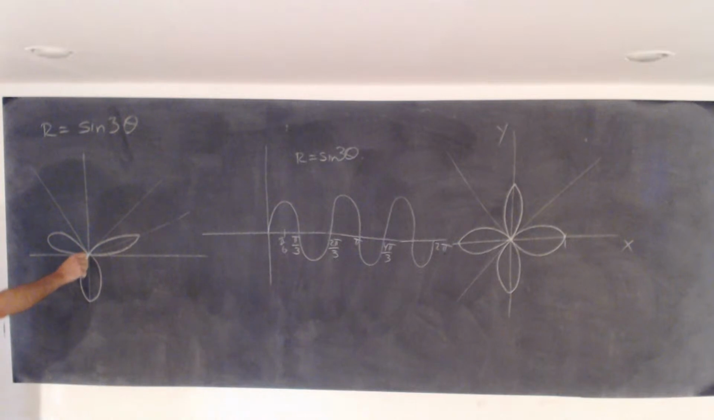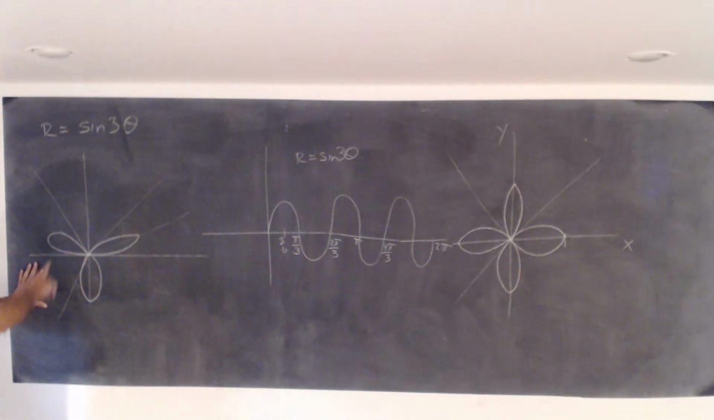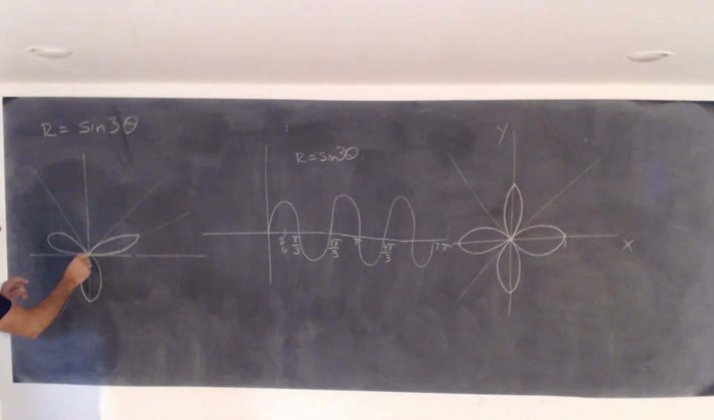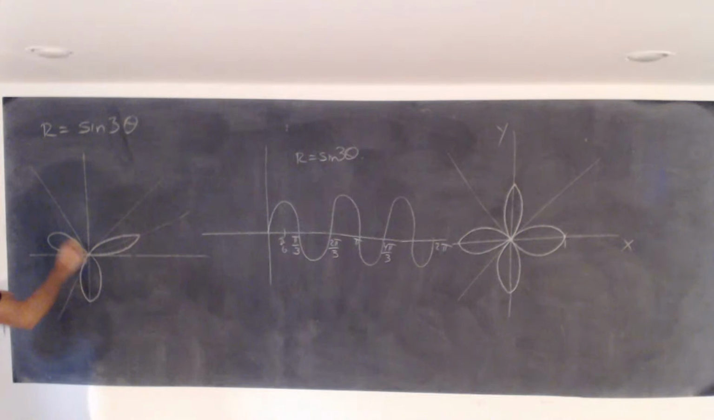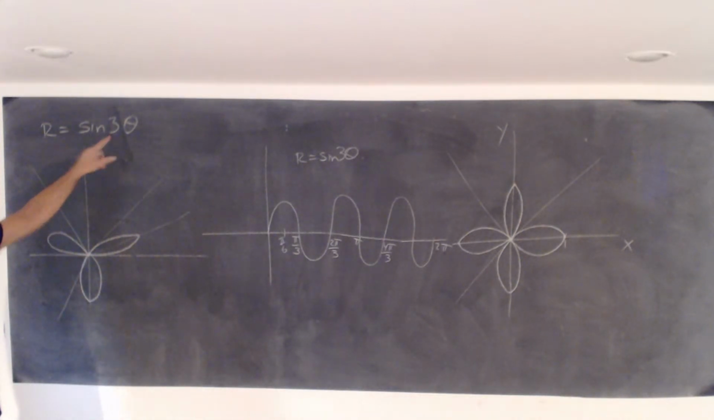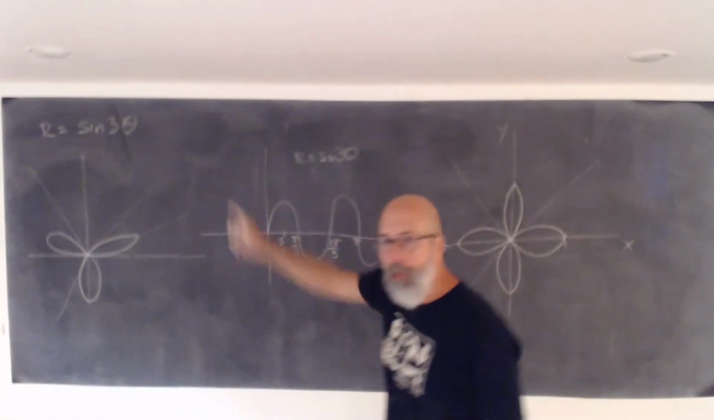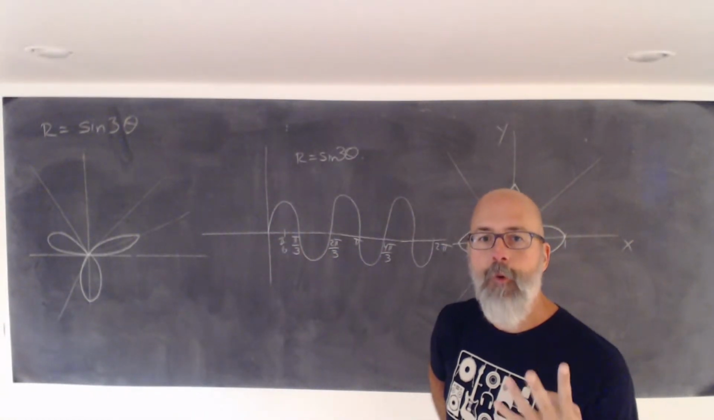So in this region, sine of 3 theta is negative. So instead of graphing it here, I'm going to graph it on the other side. And you see what's going to happen, right? It's going to overlap itself. So you might have been tempted to think sine of 3 theta is going to have 6 petals. It does not. It only has 3, as opposed to sine of 2 theta, which had 4 petals.